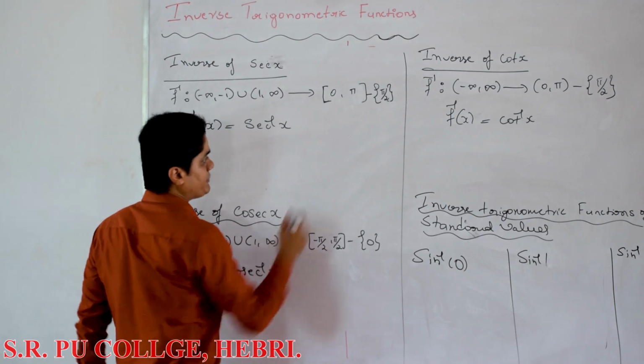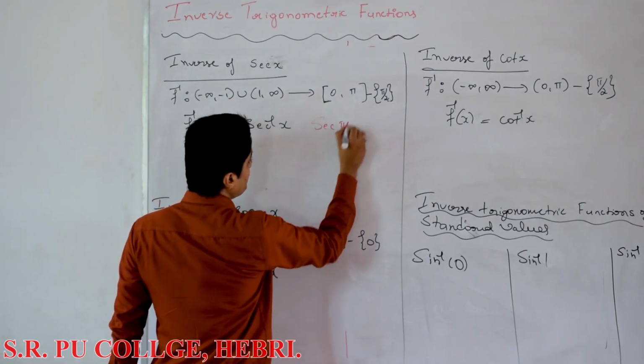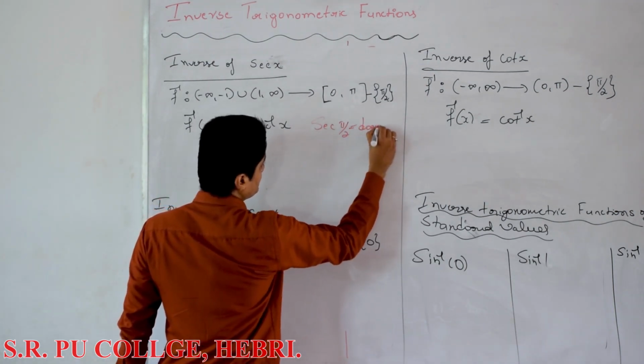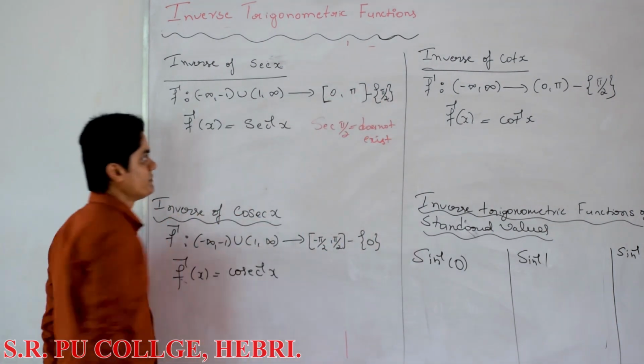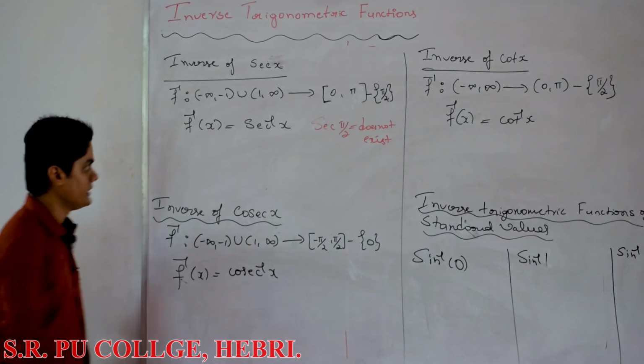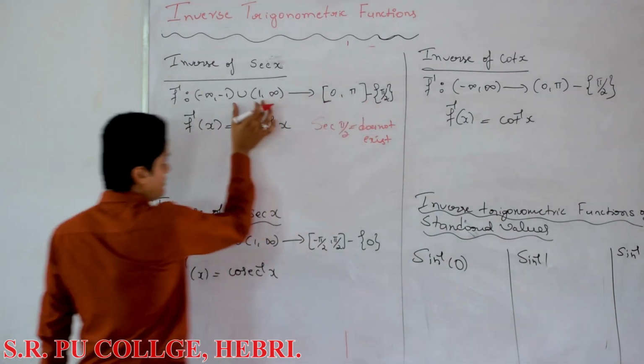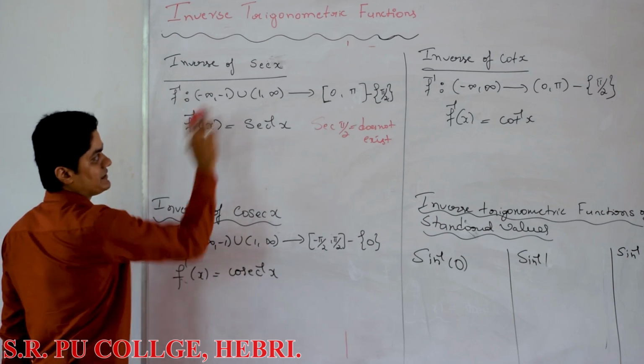2. Why is pi by 2 removed? As you know, secant pi by 2 does not exist. Since it does not exist, it should be removed. So it is removed from the range 0 to pi. With this restricted domain and range, we can define the inverse of secant x very easily.